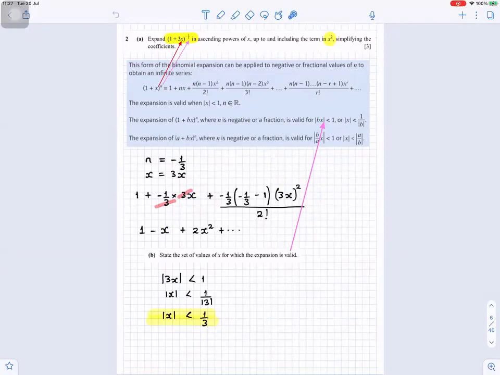Part B, state the set of values of x for which the expansion is valid. The expansion is valid for the absolute value of bx less than 1. So the absolute value of 3x is less than 1. You divide by 3, the absolute value of x is less than 1 over 3.